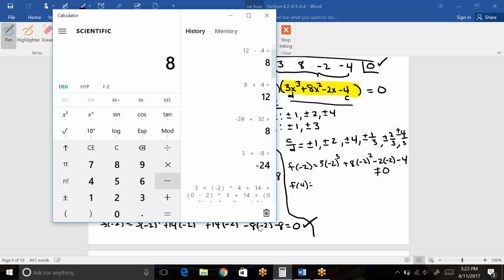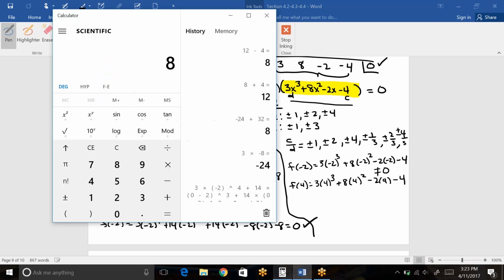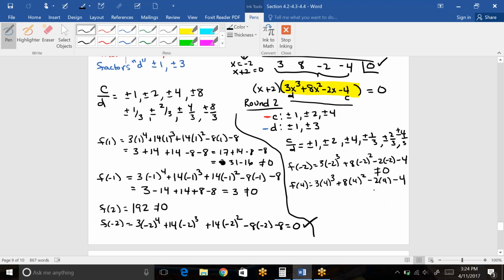So if we plug in 4, 3 times 4 cubed plus 8 times 4 squared minus 2 times 4 minus 4. 4 cubed is 64, so that's 3 times 64. And that would be 16 times 8, so plus 16 times 8. I'm doing some of the math in my head this time. And then that's minus 8, minus 4. Obviously way off. So it does not equal 308. That's not 0. Or, sorry, it doesn't equal 0.